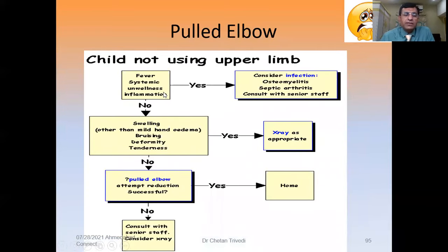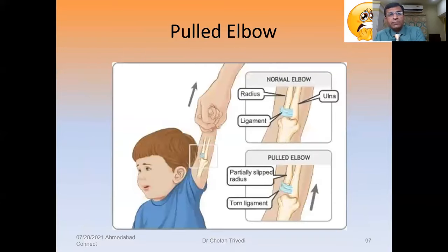So when you have a patient where the child is not moving the upper limb, there can be a fever, systemic unwellness, or inflammation. Look at it. If they are there, consider infection, osteomyelitis, septic arthritis, whatever. If it is not there, look at the swelling. Other than mild edema, if you have bruising or deformities or tenderness, I think you go for X-ray. If you don't have that, by diagnosis of exclusion, we have a pulled elbow. Then try to reduce it. If you are successful, send them home. You try twice, if not, then send for the expert.